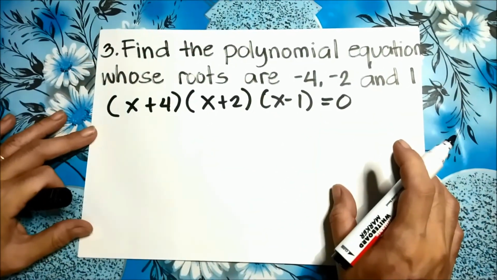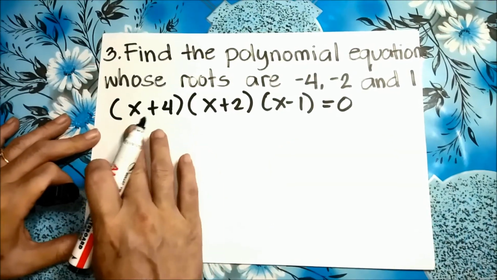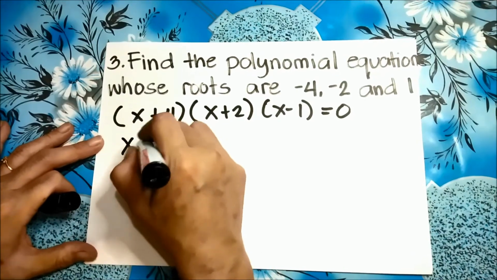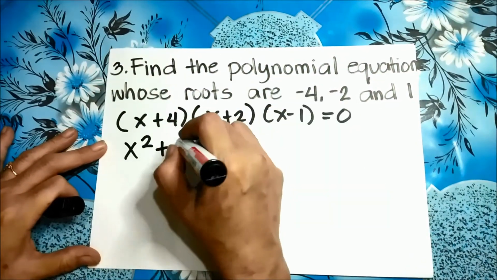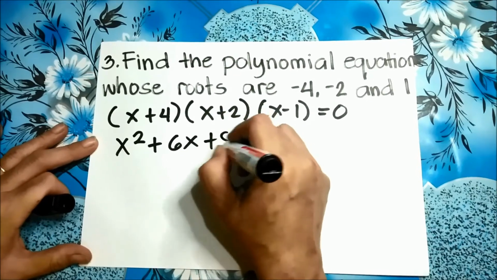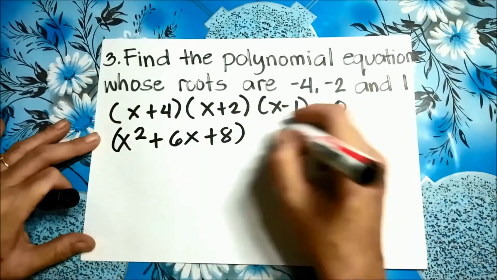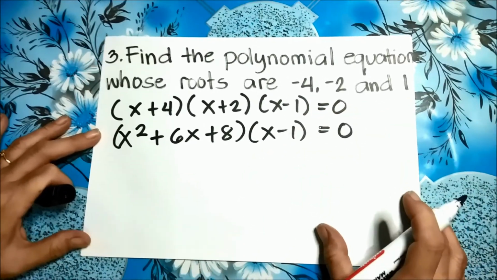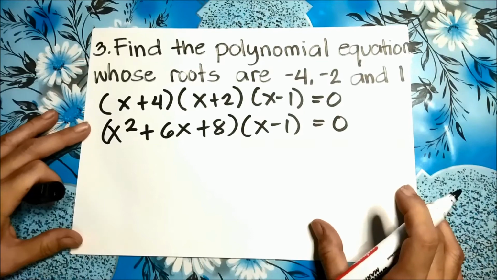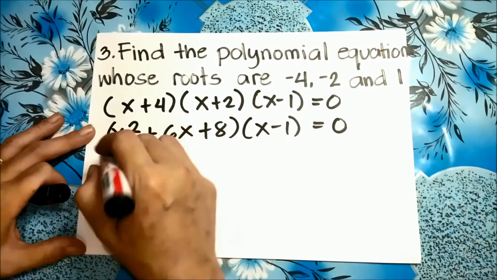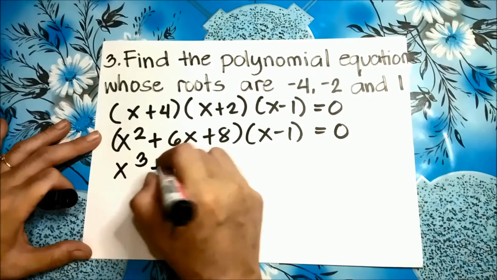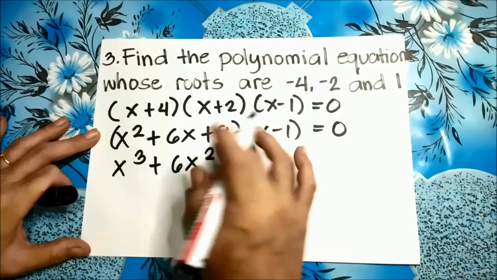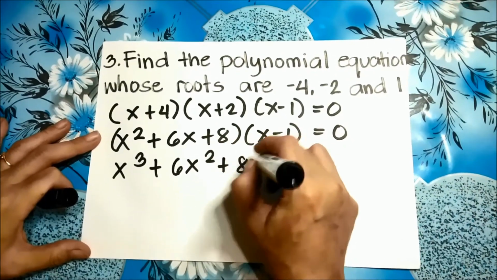So let us just multiply. So x plus 4 times x plus 2 by the FOIL method is x squared plus 6x plus 8 times x minus 1 equal to 0. Then work one by one. So start with x. X times x squared is x cubed plus x times 6x is 6x squared. X times 8 is 8x.